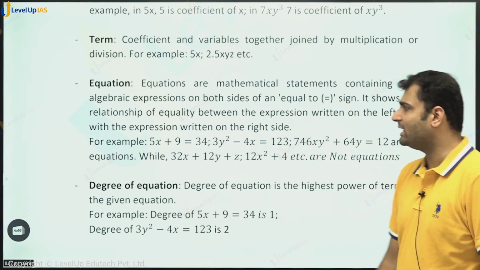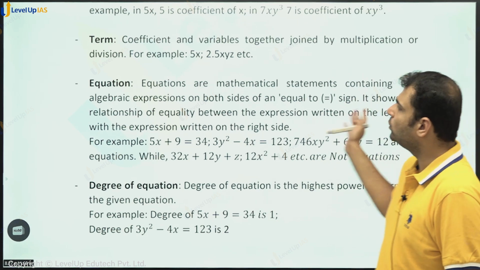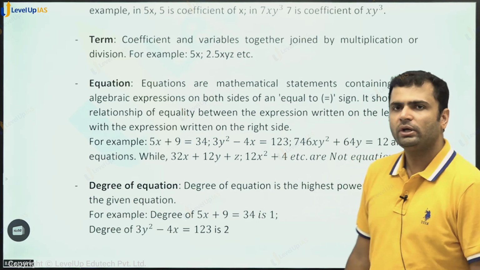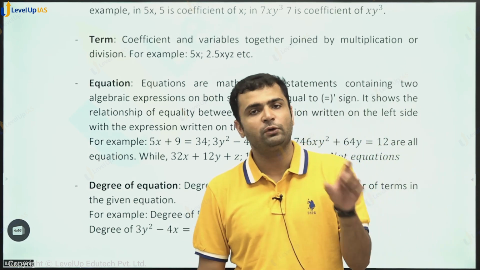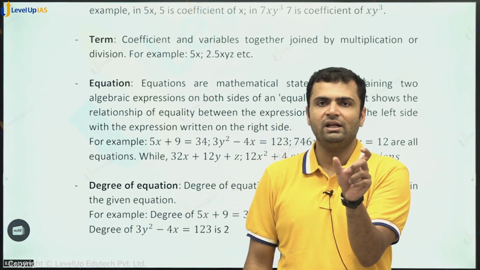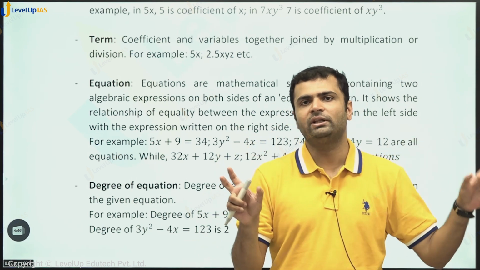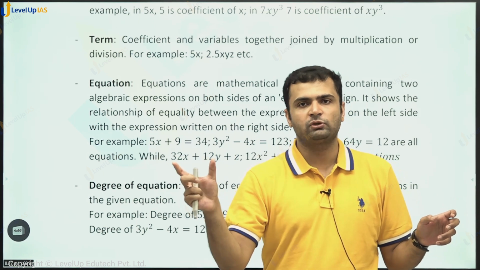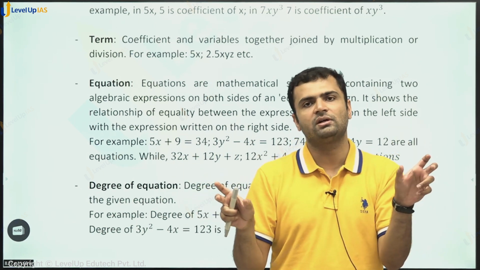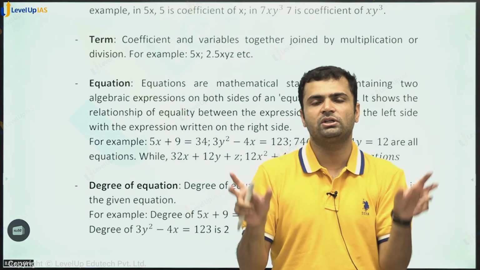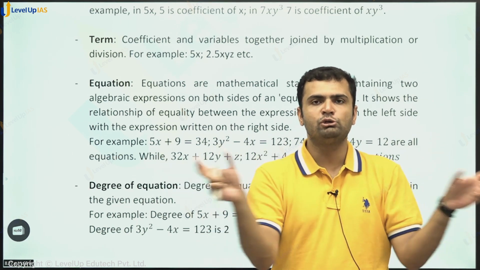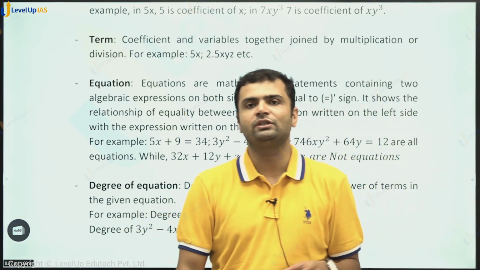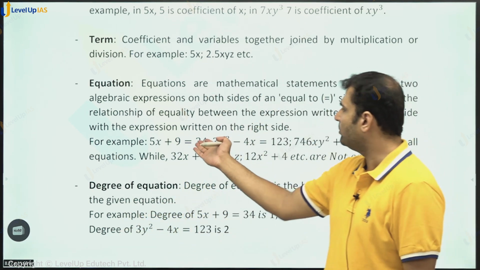Equations are mathematical statements containing two algebraic expressions on both sides of the equal to or equality sign. So in an equation, we need to have an equality sign. Because of the equality sign, we'll have one left hand side and one right hand side. There are certain terms which together form an expression on the left hand side, and there can be certain terms which form an expression on the right hand side, and the equality sign will join them. And this thing wherein equality joins two expressions is called an equation.